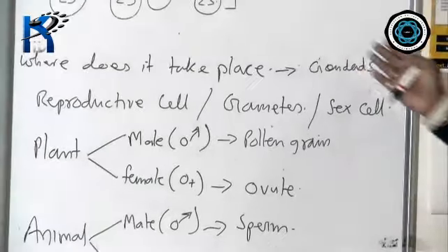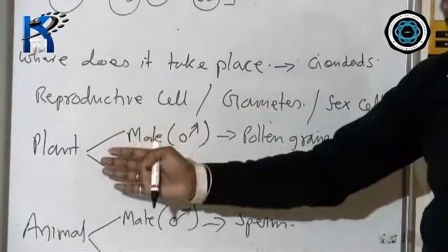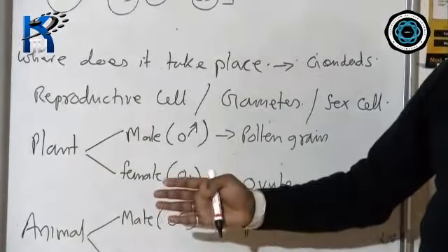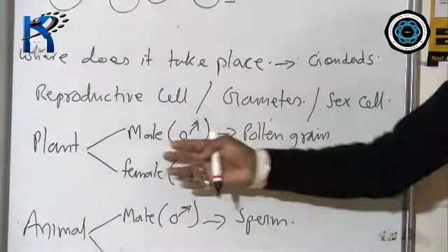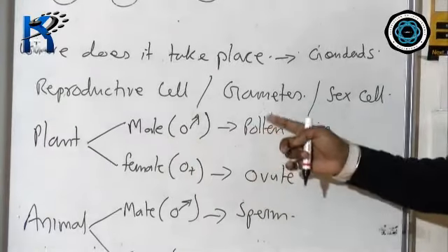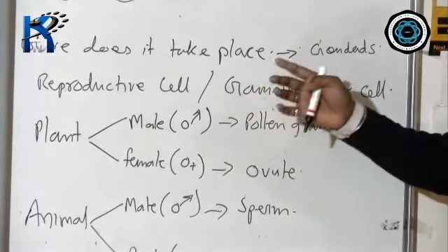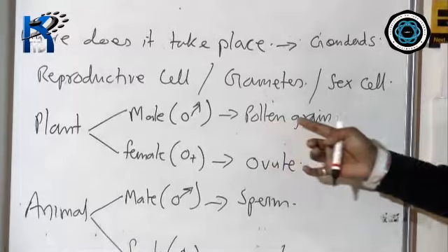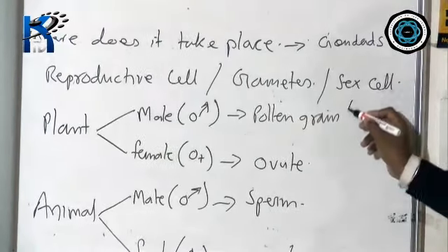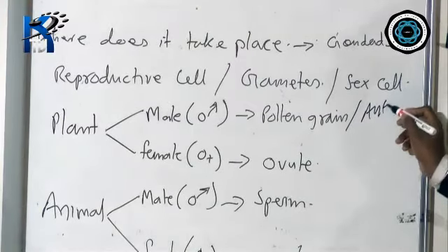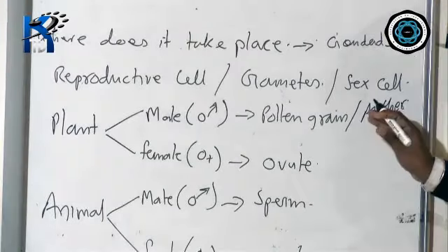Now, in the plant and in the animal, the names of these reproductive cells are different. So in the male, this is the sign of male, where is this meiosis going to take place? It takes place in the pollen grain. And pollen grains are produced from the anther.